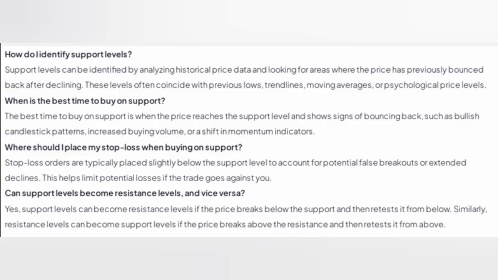How does identifying support and resistance levels impact trading decisions? Analyzing support and resistance becomes integral for discerning price trends, aiding in making profitable trading decisions, and anticipating potential trend reversals.